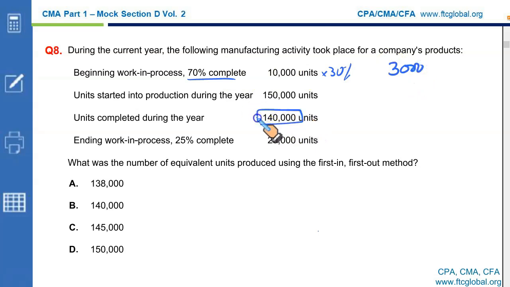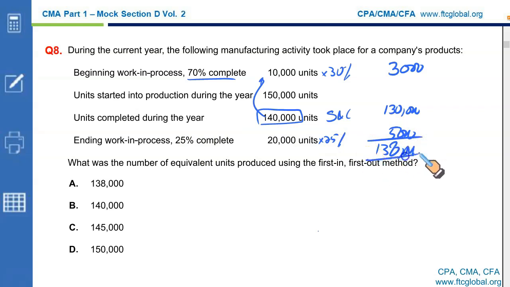Now we completed 140,000 units during the period, out of which 10,000 were already available in the beginning work in process. So the units started and completed, remember S and C, for FIFO is always the units completed less the units in the opening work in process. 140 less 10 will give you 130. And the ending work in process, 20,000 units, are 25% complete. So simply take 25% of this number and that will give you 5,000. Adding all these up will give you 138,000, and that's your equivalent number of units under the FIFO method.